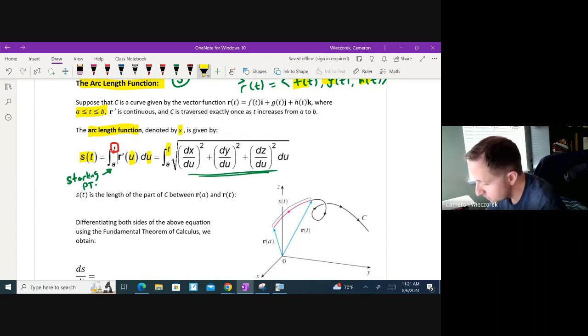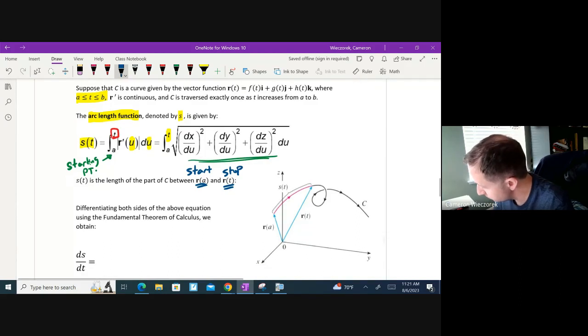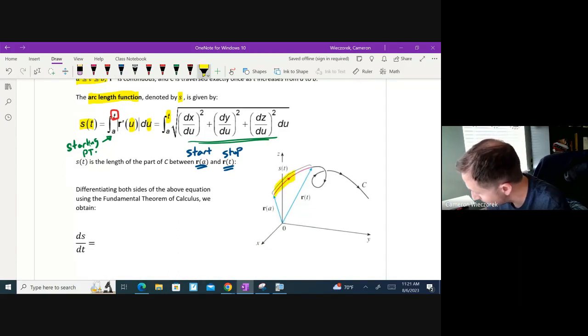Okay? So S of t is just the length of the part of the curve between r of a, this is where you want to start, and the general expression r of t, which is where you want to stop. So visually, that would be the length of this pink part right here if I connect those two position vectors.